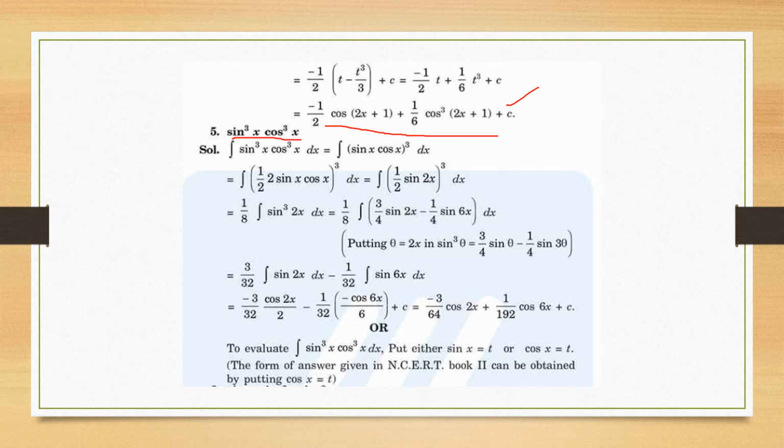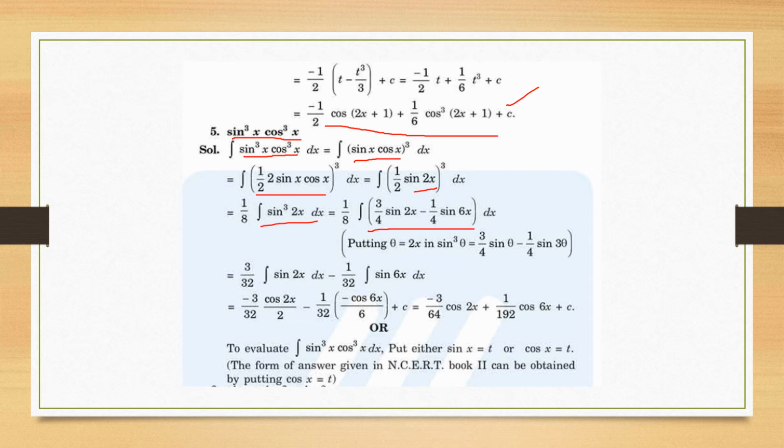Number 5 is sine cube x cos cube x. Now you see here both have the same power, okay? So you can bring them like this, sine x cos x raised to power 3. Now again I can change it by multiplying and dividing by 2 inside, so it becomes sine 2x whole cube. So again sine cube 2x can be opened by this formula, right? As we opened sine cube x, the formula can be applied.